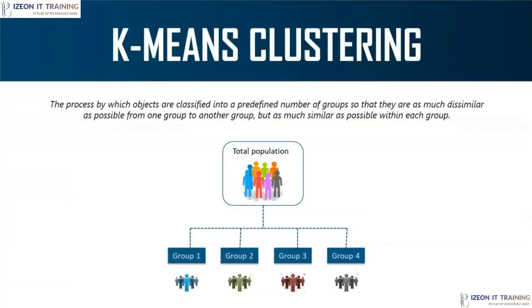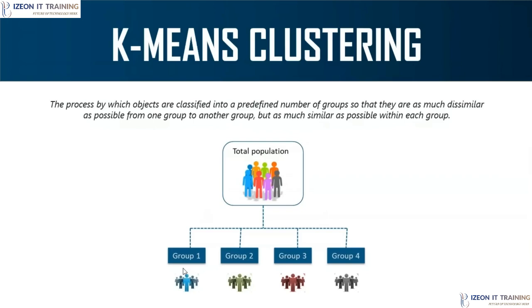solve a problem. Now, the main aim of the k-means algorithm is to group similar elements or data points into a cluster. So it is basically the process by which objects are classified into a predefined number of groups so that they are as dissimilar as possible from one group to another group, but as similar as possible within each group.